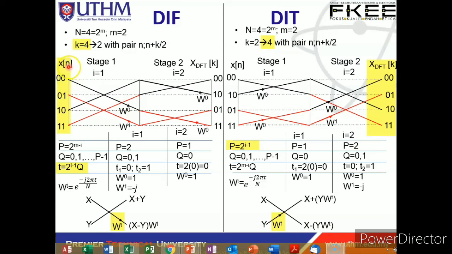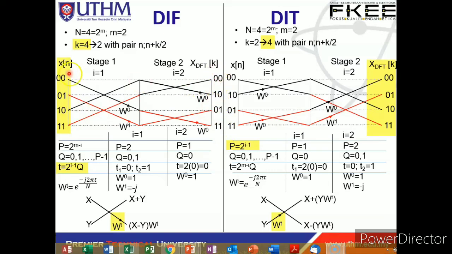Okay. For the DIF, we will arrange the binary in ascending order. So for example, 0 0, 0 1, 1 0, 1 1. Okay. And then for the X of DFT k, it is the reversed value of the binary number. So the reverse of 0 0 we will have 0 0. The reverse of 0 1, we will get 1 0. And then the reverse of 1 0, we will get 0 1. And lastly, for 1 1, there's no change, like the 0 0.